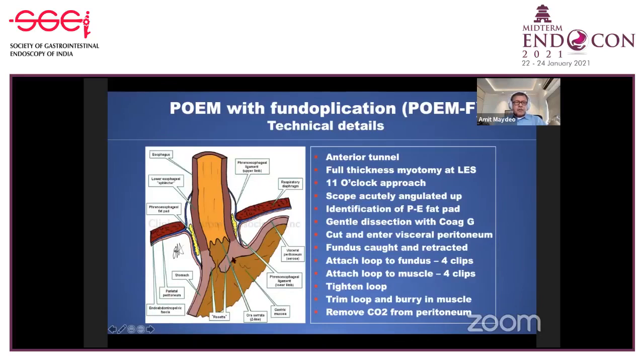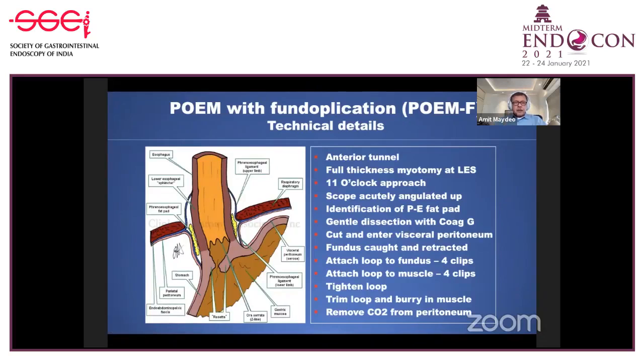A very, very important step in this technique is to identify the phrenoesophageal fat pad, because this fat pad is just below the diaphragmatic crura. And this is exactly the identification mark that you have gone beyond the diaphragmatic crura. And then when you go beyond the esophagus, you'll enter the peritoneum.